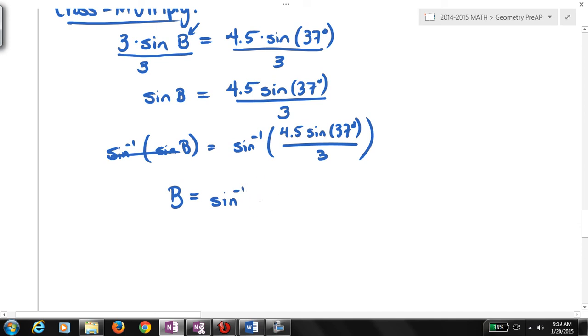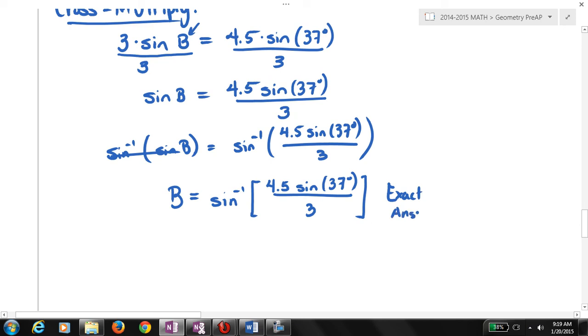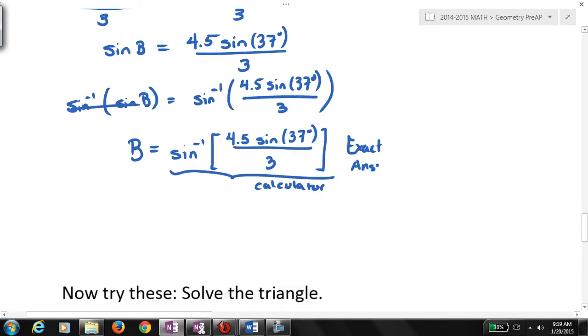Okay, let me change it to brackets, since I'm already using parentheses inside here. So sine inverse of the quantity 4.5 times sine of 37 degrees divided by 3. Once again, this is my exact answer. But if you wanted to, you can use your calculator to give the approximation.